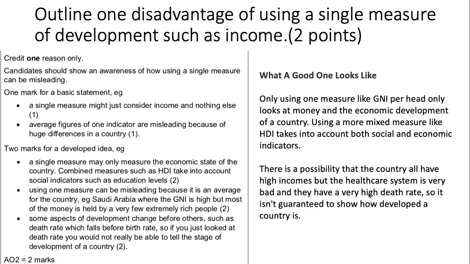Moving on. Outline one disadvantage of using a single measure of development, such as income. So you didn't have to only talk about income or GNI, but lots of people did. And the core of this question is getting you to talk about why that is misleading. So I know we talked about it lots in my classes, and I saw it come through lots. People recognise that GNI is an average calculation. It doesn't take into account extreme wealth or extreme poverty in the country.